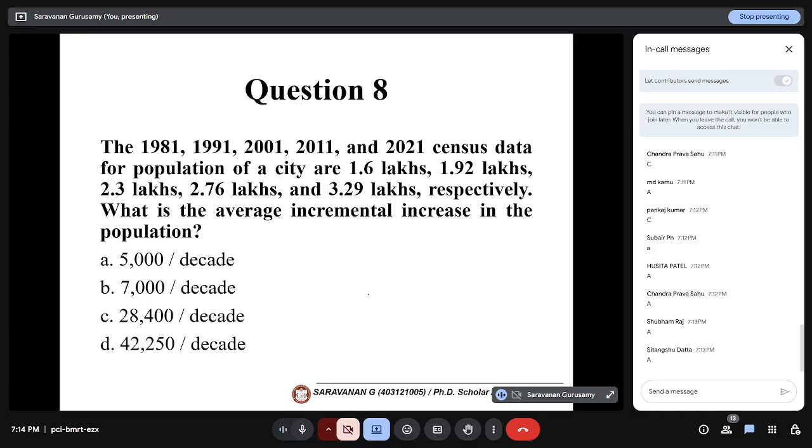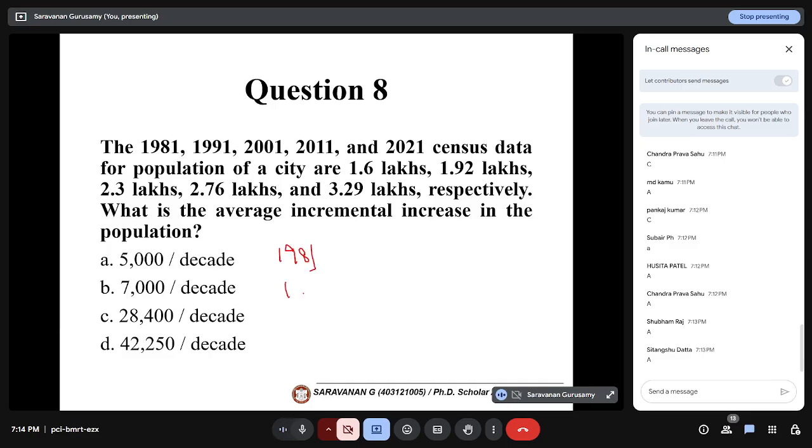In this question, if you see, this is a problem. The populations for 1981, 1991, 2001, 2011, 2021 are given. They are asking what is the average incremental increase. So directly they are asking for the incremental increase. We have to find first the difference, then the difference in the difference, and take the average. That is the incremental increase, right? So please do with me.